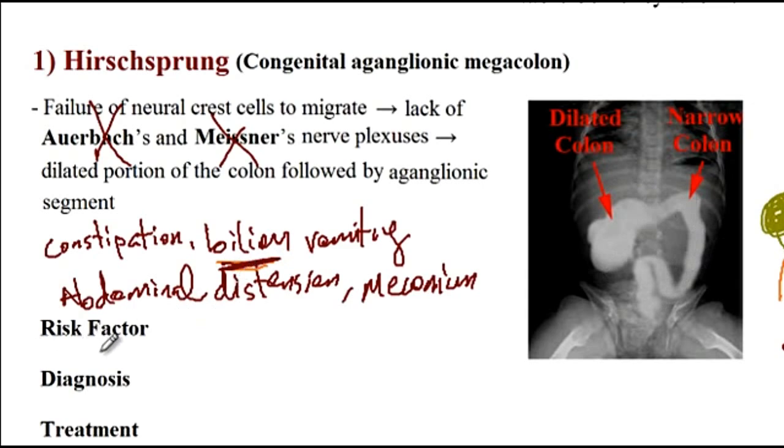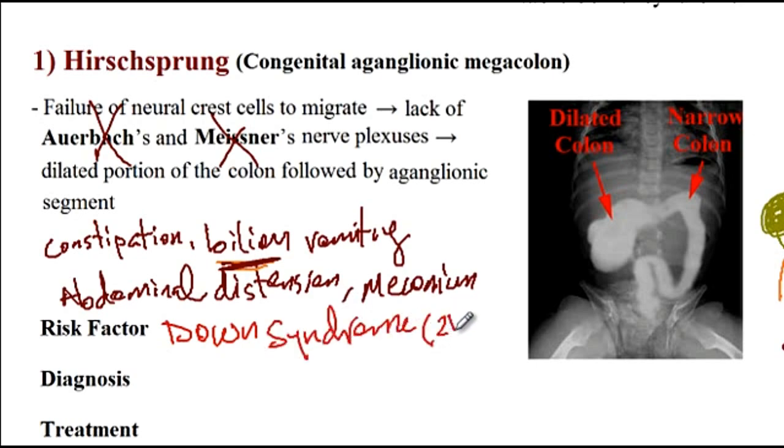Now, as for the risk factors for Hirschsprung disease, Down syndrome, also known as trisomy 21, is one of the common causes, because in these patients neural crest cells fail to migrate, as a consequence of which there would be a lack of the Auerbach and Meissner plexus.